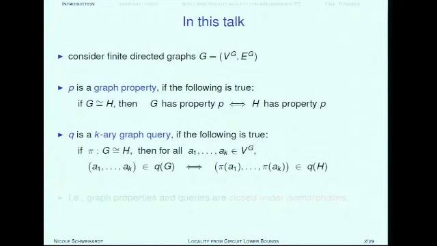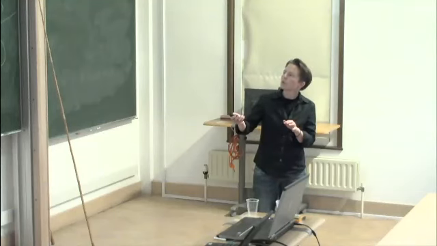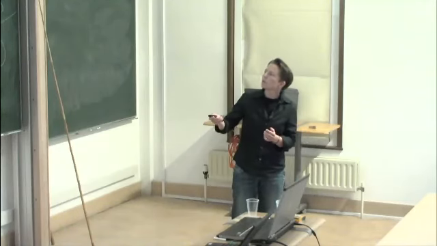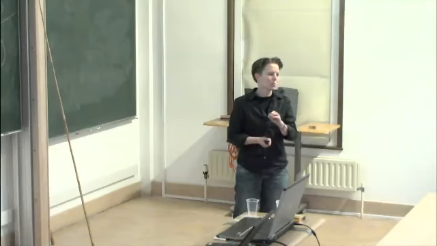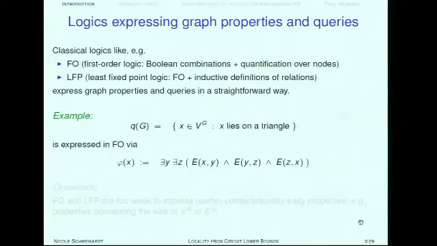That means if G and H are isomorphic graphs and pi is an isomorphism from G to H, then for all k-tuples A that belong to the query result when the query is applied to a graph G, if we map A by the isomorphism to the tuple pi of A, then this has to belong to the query result for the isomorphic graph H. So graph properties and graph queries are closed under isomorphisms.